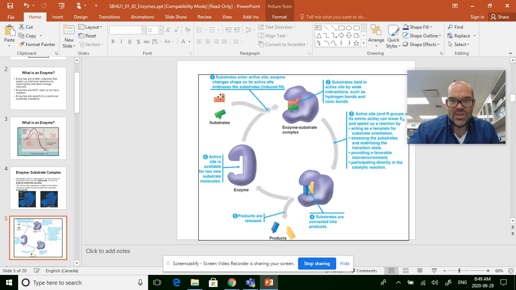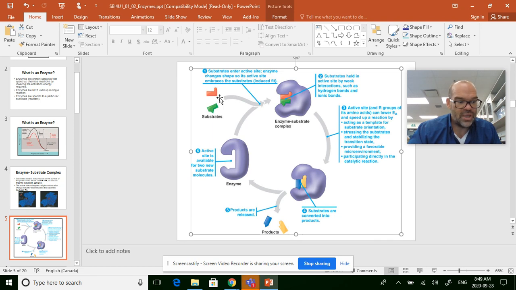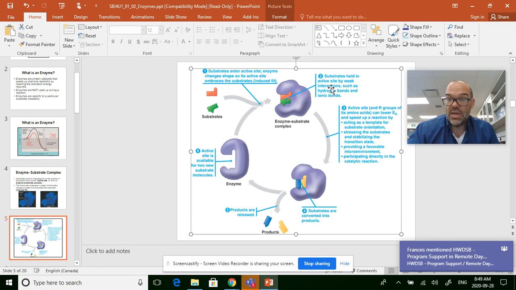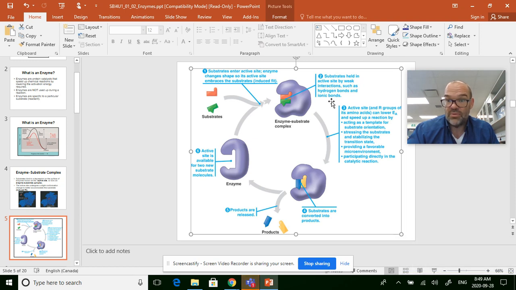You're starting with two things and ending up with two things, right? So substrates enter the active site, the enzyme changes shape so its active site embraces the substrate, induced fit. The substrate is held in the active site by weak interactions such as hydrogen bonds and ionic bonds.